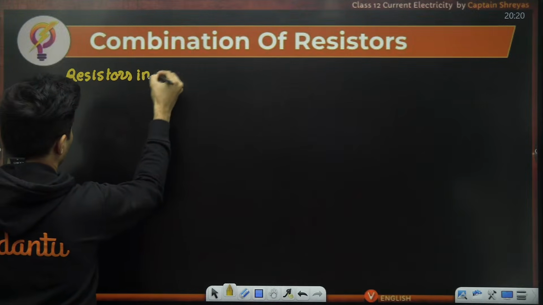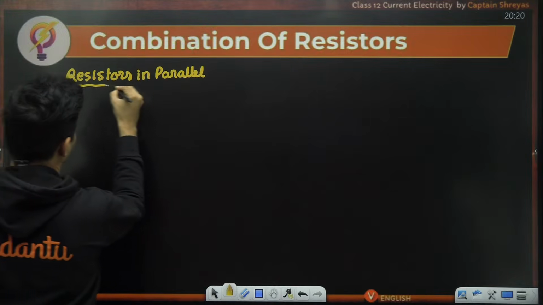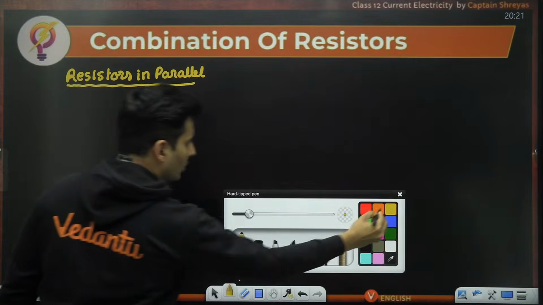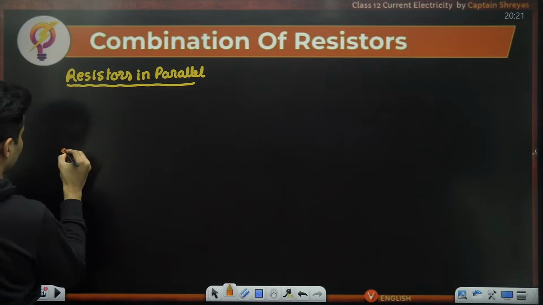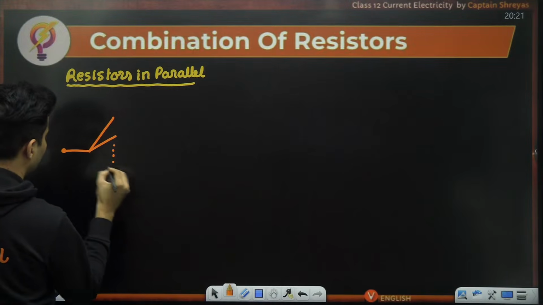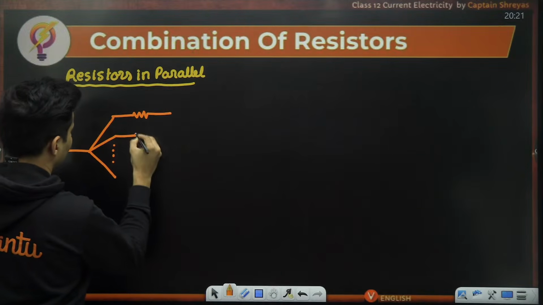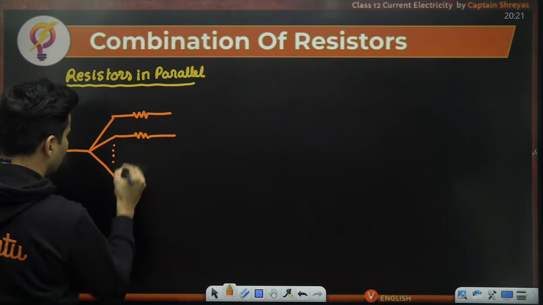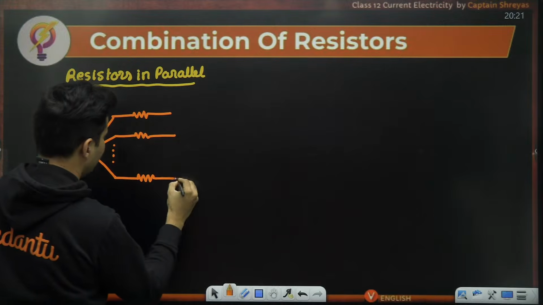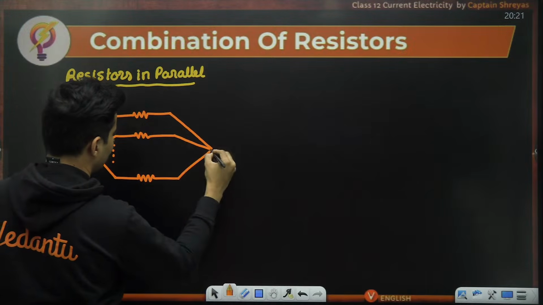Resistors in parallel. Okay, so imagine something like this. This is one point, and there are many branches like this. So the first resistance here, second over here, third, fourth, like that. These are n resistors, different branches. Again, they will all merge at the same point.